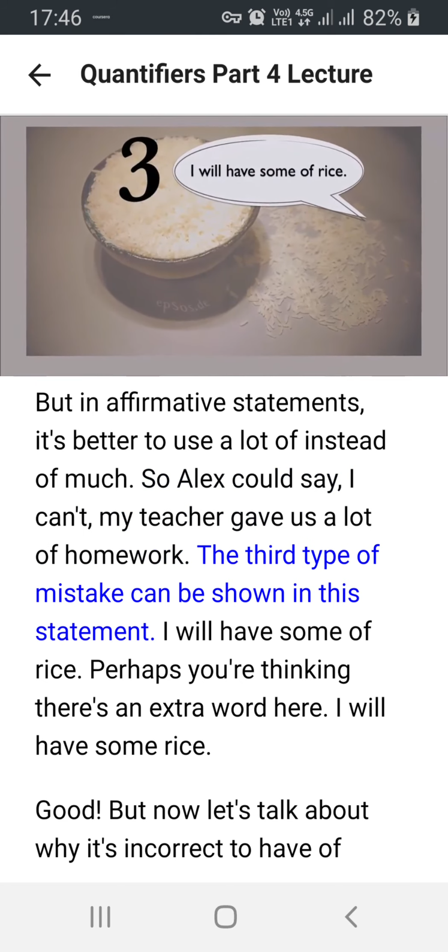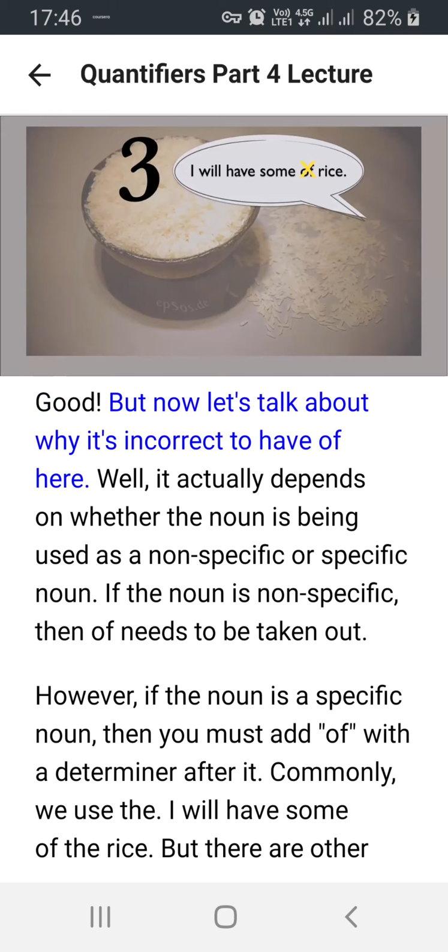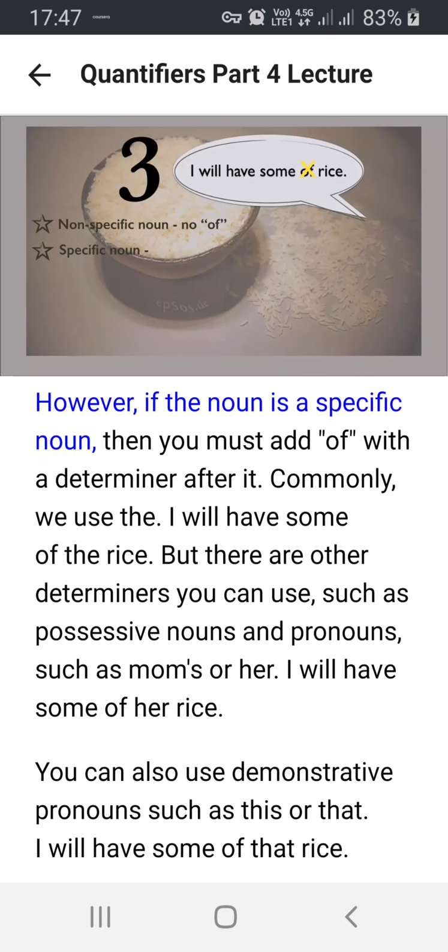The third type of mistake can be shown in this statement. I will have some of rice. Perhaps you're thinking, there's an extra word here. I will have some rice. Good. But now let's talk about why it's incorrect to have of here. Well, it actually depends on whether the noun is being used as a non-specific or specific noun. If the noun is non-specific, then of needs to be taken out. However, if the noun is a specific noun, then you must add of with a determiner after it.